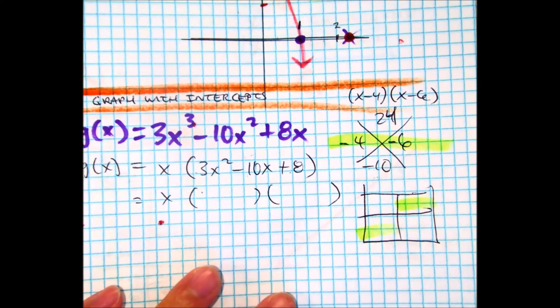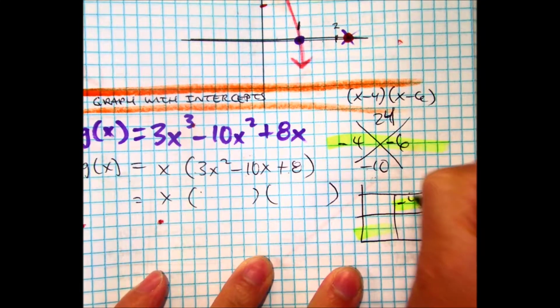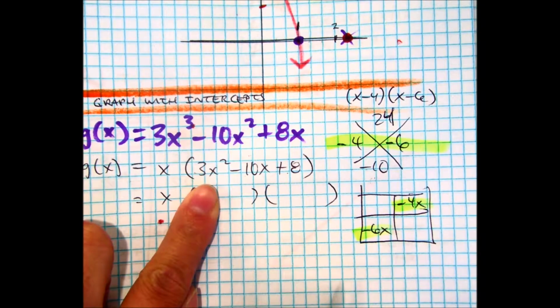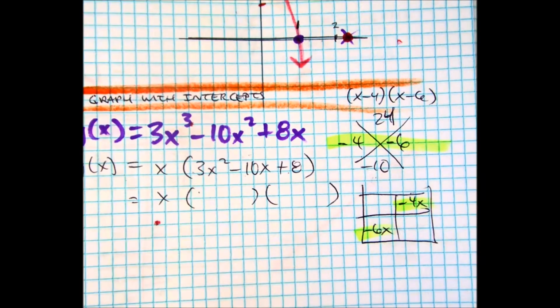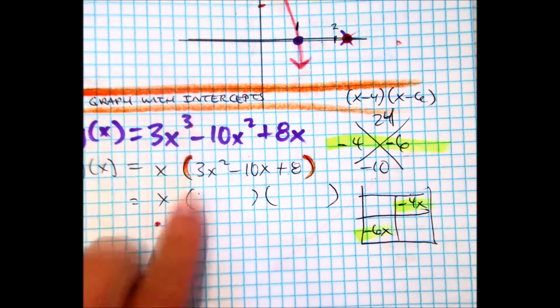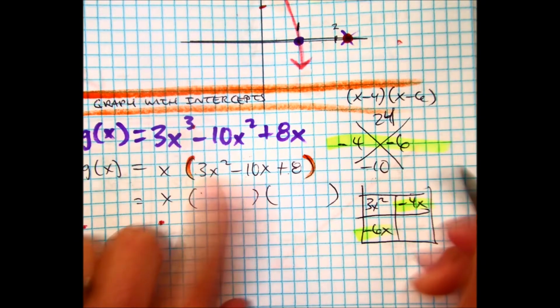You might need to watch some more factoring videos. Negative 4x and negative 6x. You put in your first term. Did you guys notice where I'm looking? I'm looking inside the parentheses. So I have 3x squared, and the last term is 8.